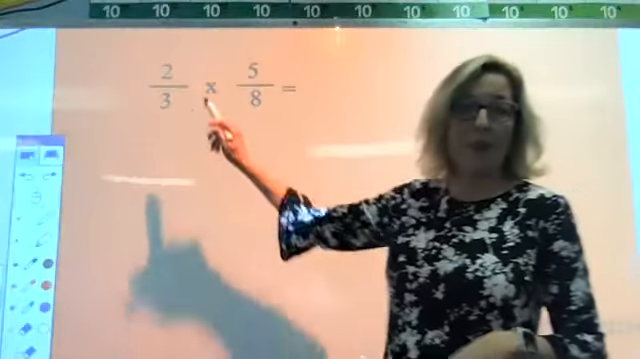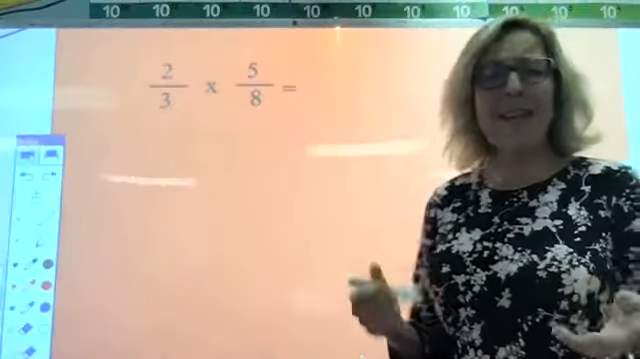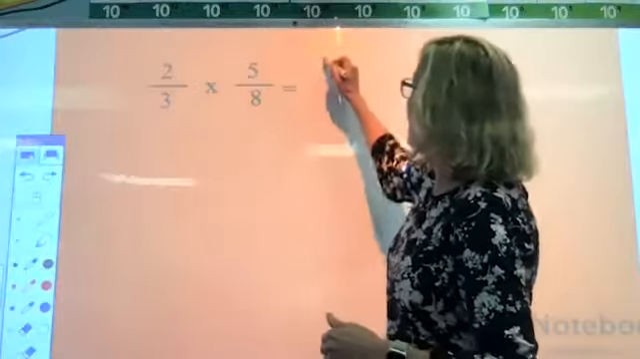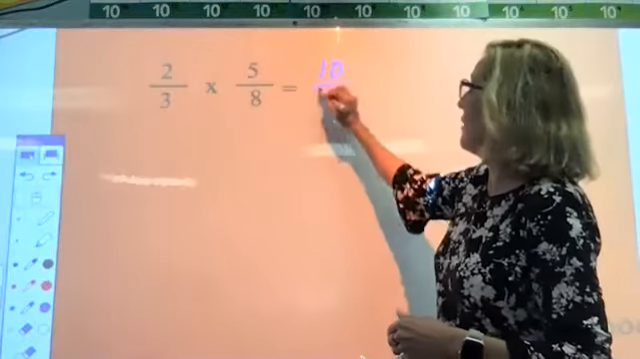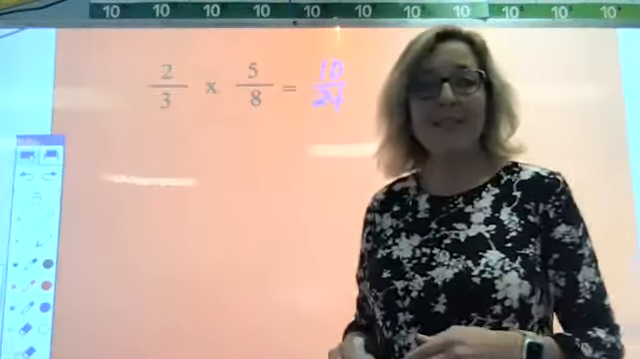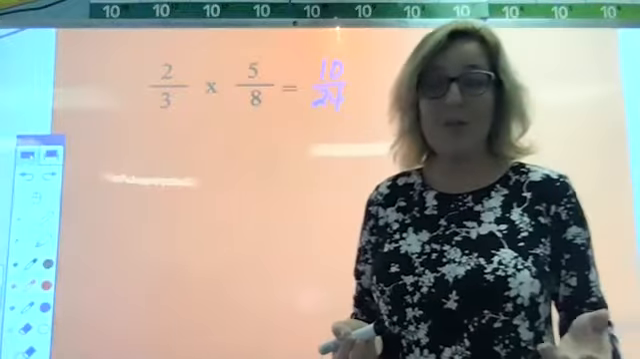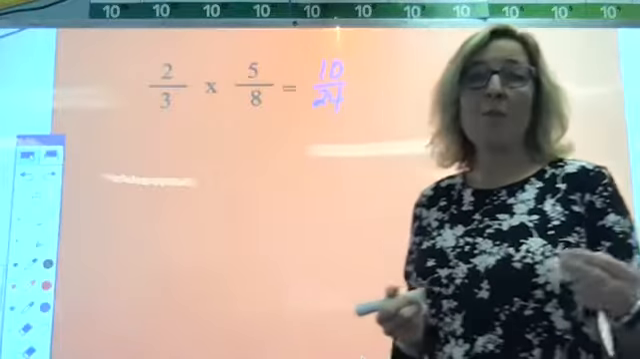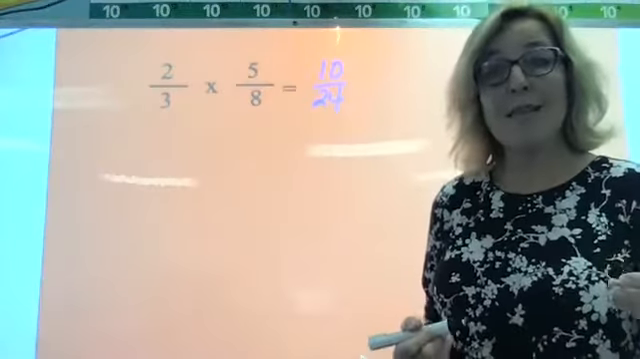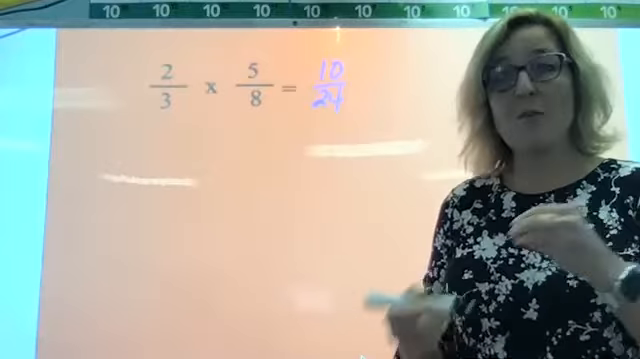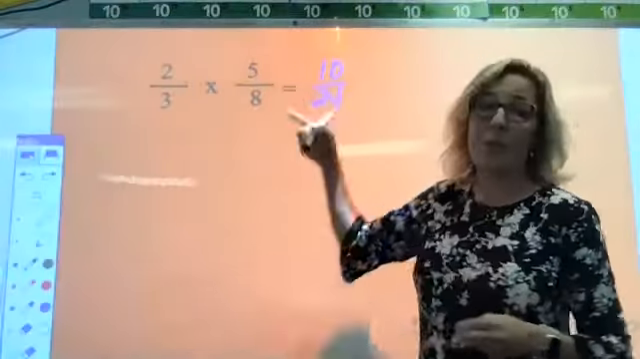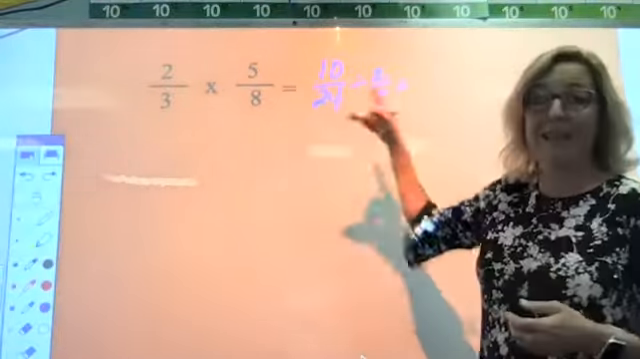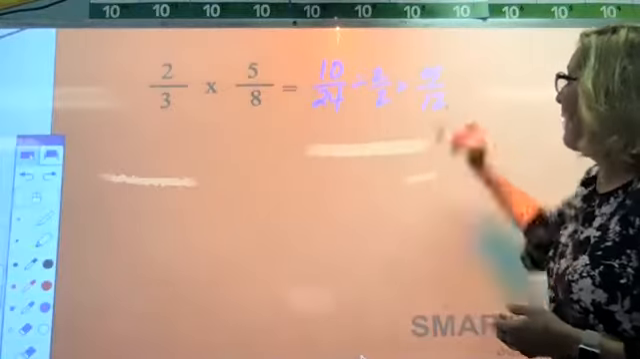So here's a fraction problem, 2/3 times 5/8. If you follow the procedure, you multiply the numerators, 2 times 5 is 10, and 3 times 8 is 24. But you probably notice that 10/24 is not in its simplest form. So we have to take another step to simplify: find the greatest common factor and divide the numerator and denominator by it. For 10 and 24, the greatest common factor is 2, so dividing both by 2 gives 5/12.